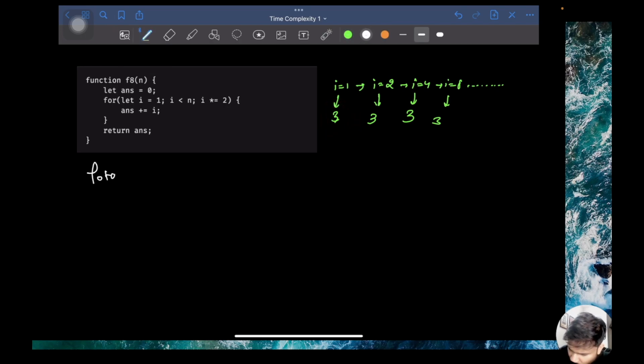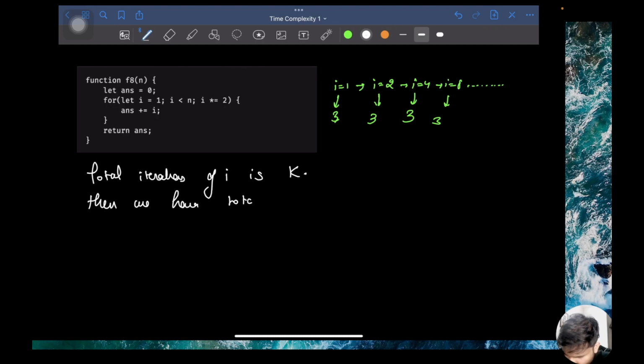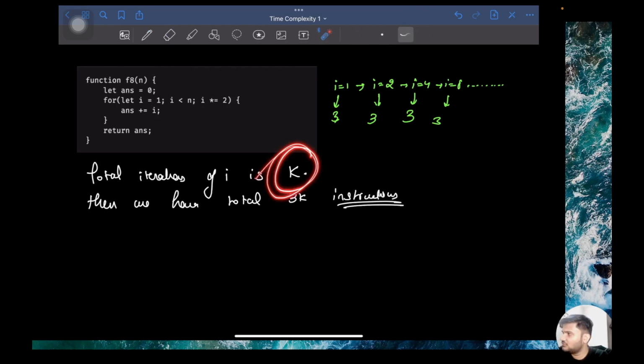So if the total iterations of i is k, then we have a total of 3k instructions. Okay. Now, what is the value of k? Let's think about it.